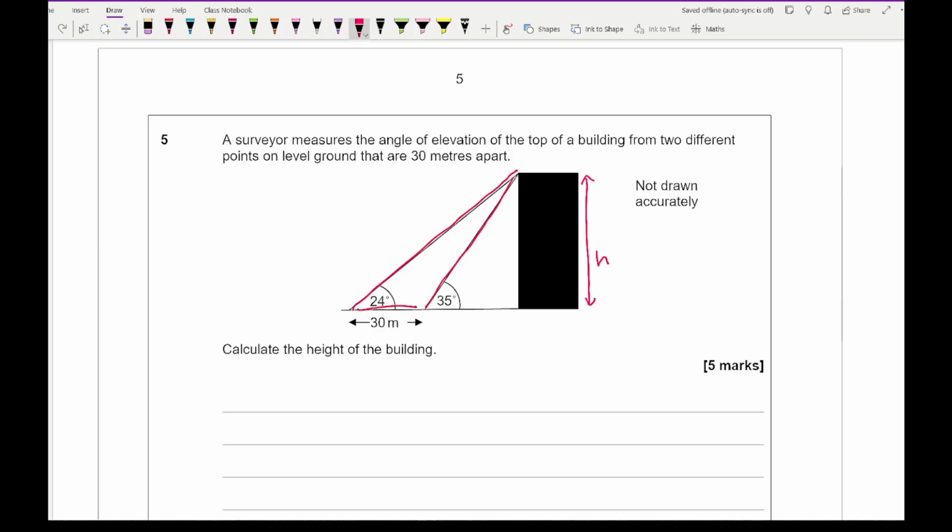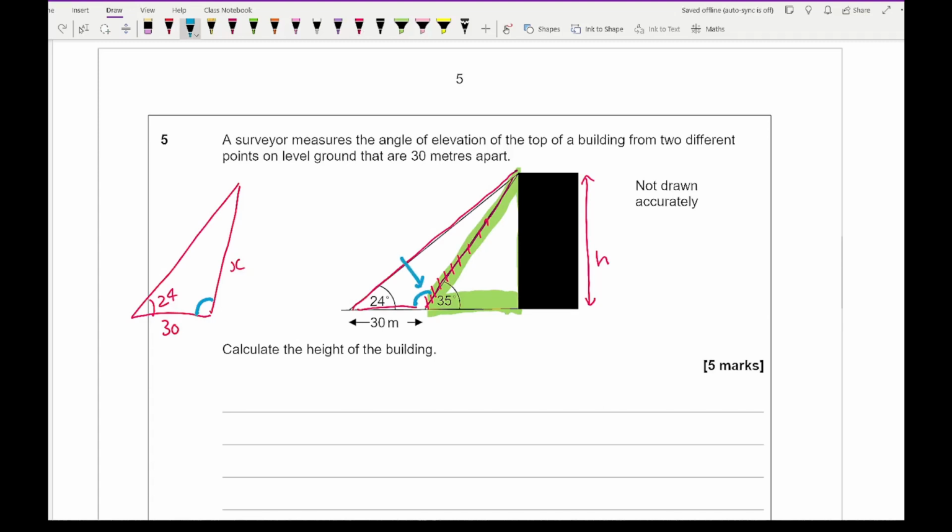now in order to work out h, I need to know one of the sides of this right angle triangle here. Now the only side that's connected to the other triangle is this length here. So if I just take that triangle out, just do a very poor diagram, there we go, so that's going to be 24, this is 30, and this is what I'm wanting to work out. Now I can then work out what this angle here is, because that is on a straight line as it's on ground level.